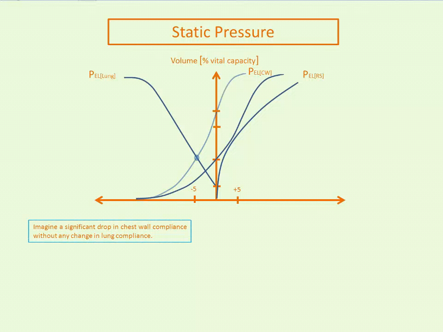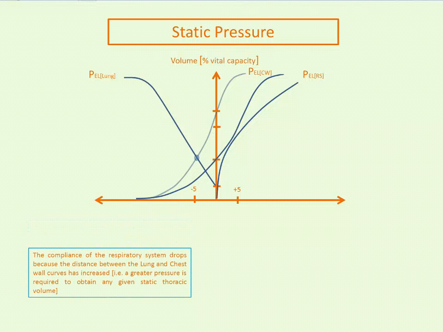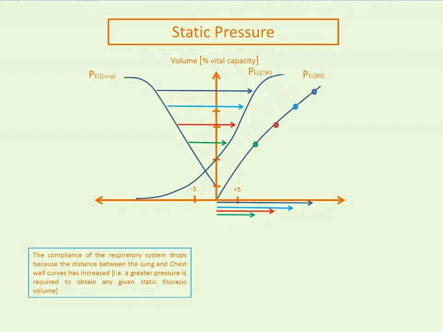pressure there. So here's the drop in the chest wall compliance curve. It shifts down and to the right, and just like before, the lateral distance is increased, so the compliance of the respiratory system, the lungs and chest wall together, is also decreased.